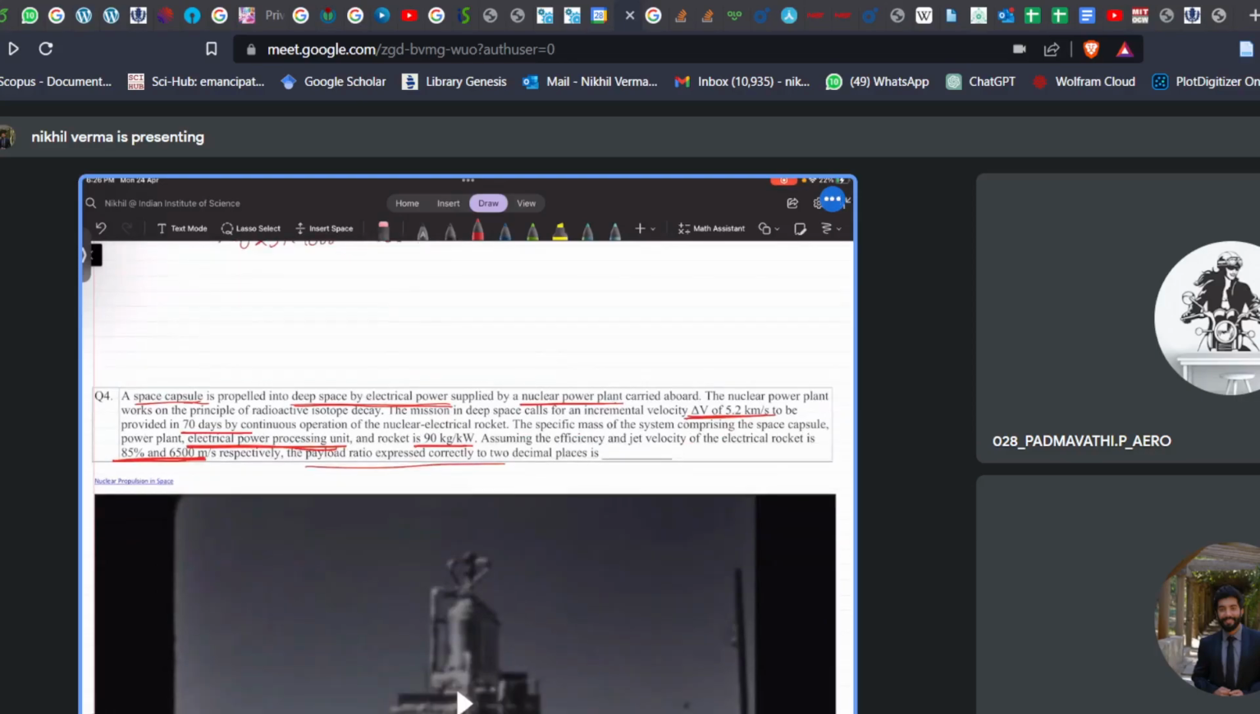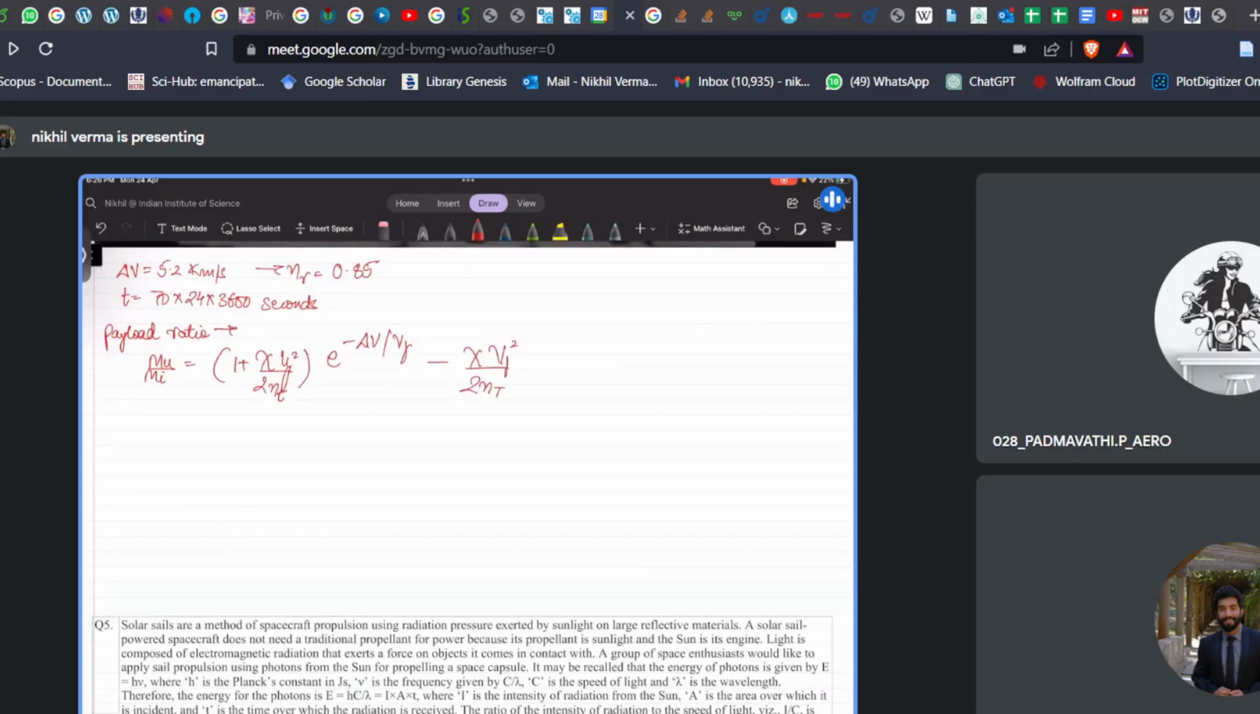So the electric processing, okay, the specific mass of the rocket is given as 90 kgs per kilowatt. So the psi is given as 90 kgs per kilowatt. So let us substitute this value and calculate what this payload ratio is.